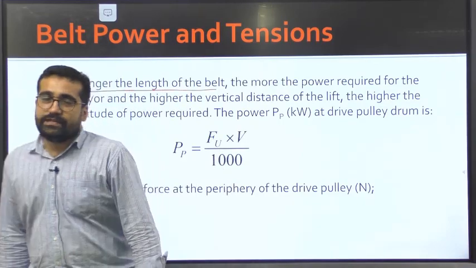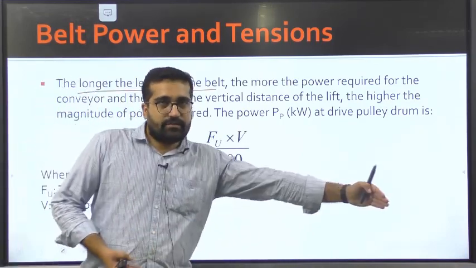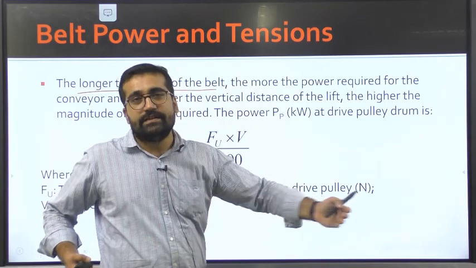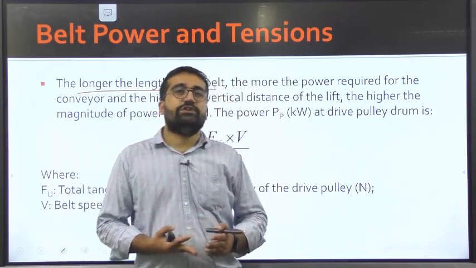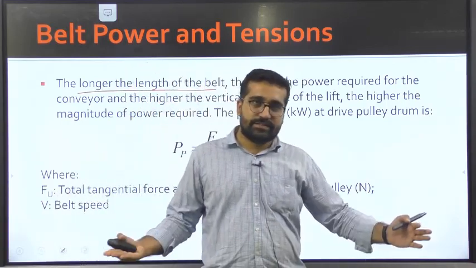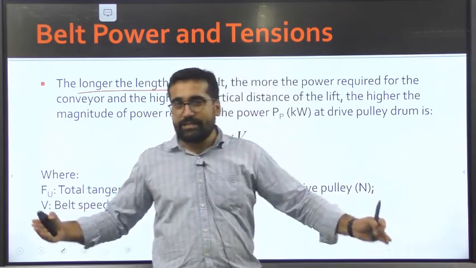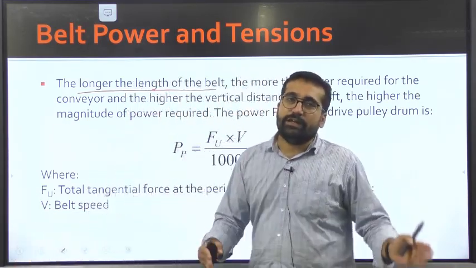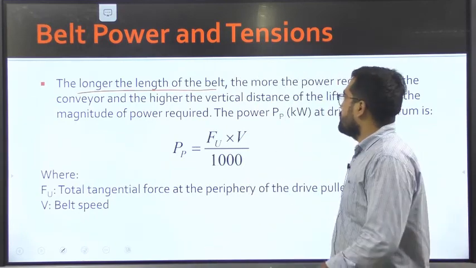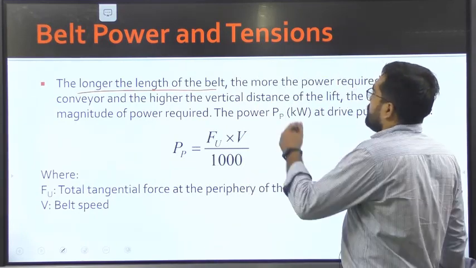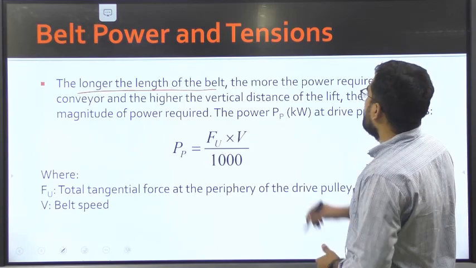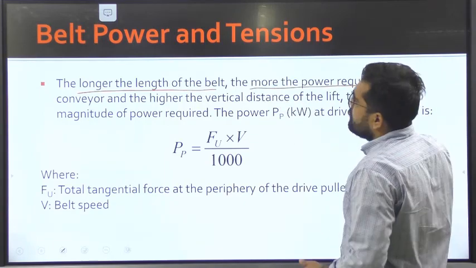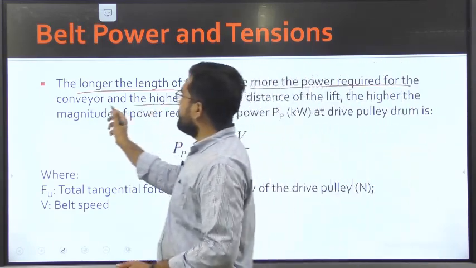Okay, if the size or length of the belt is increasing, the power or the tension on the motor is increasing. So the more the length, the bigger the size of the motor. So the longer the length, the more power required to convey the material.